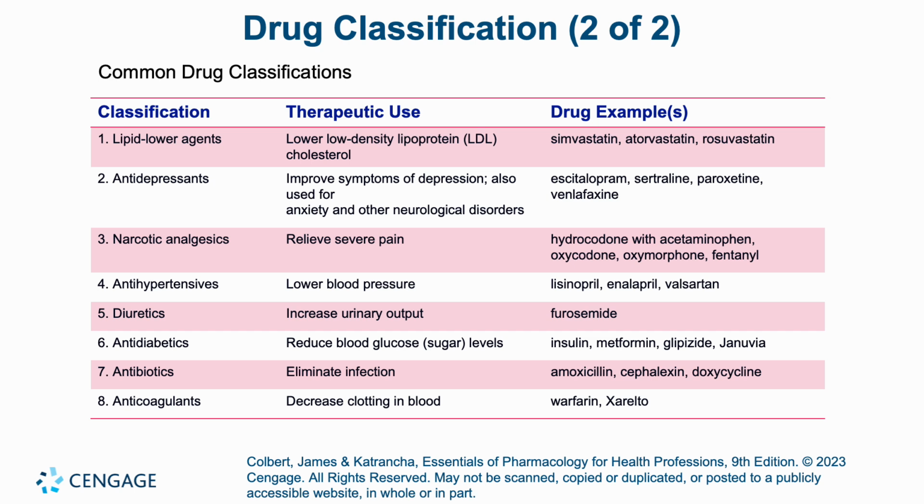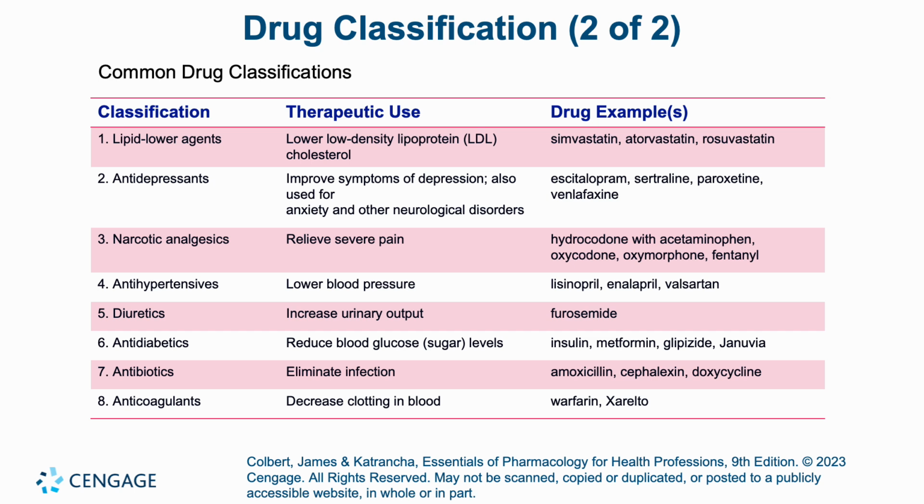And some examples of this drug in the third column are simvastatin, atorvastatin, rosuvastatin. So you can see that those all have the same word statin in them. That's kind of a standardized thing. When you see that, you know that falls under that lipid-lowering agent classification.